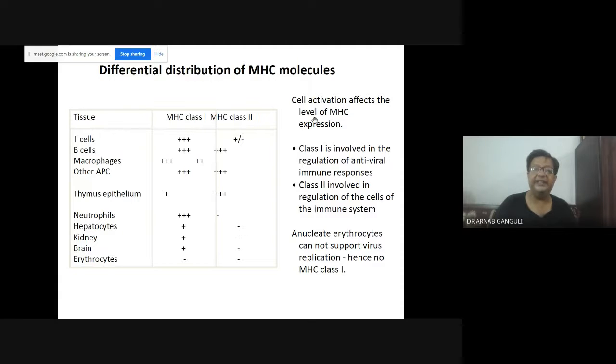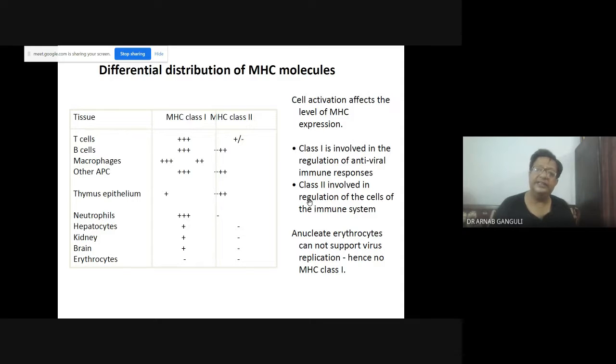Cell activation affects the level of MHC expression, so the cell must be activated. MHC class 1 is normally involved in the regulation of the antiviral immune response. If a virus infects any cell, that viral protein is broken down into small peptides, and these small peptides are displayed on a particular MHC class 1 molecule. The T cell which recognizes that particular MHC1 with the peptide will bind to it and kill it.